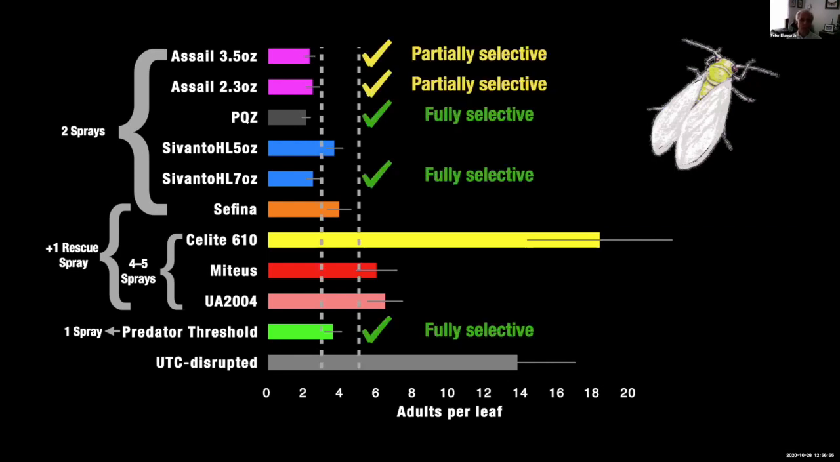So what does that leave us? Just a reminder, we have a chemical use guide that we put out. There'll be links made available to you to download that. But we have several options, very good options. First of all, our fully selective materials are the ones that control the whiteflies without harming natural enemies. That includes PQZ and Sivanto, certainly at the high rate. Here, our predator threshold did very well. We were working with our natural enemies. And then we have Assail, which is our partially selective material that is very effective. And I want to note that that 2.3 ounce rate really does still perform if given a chance.